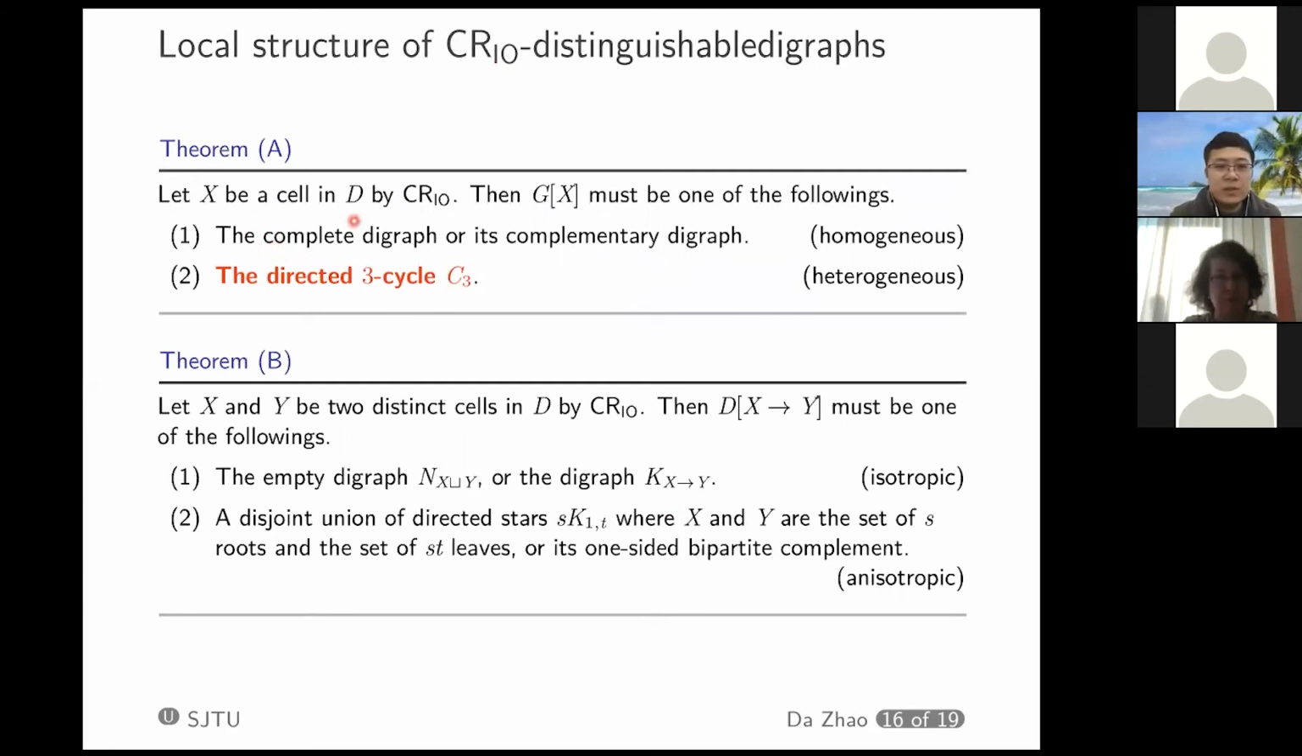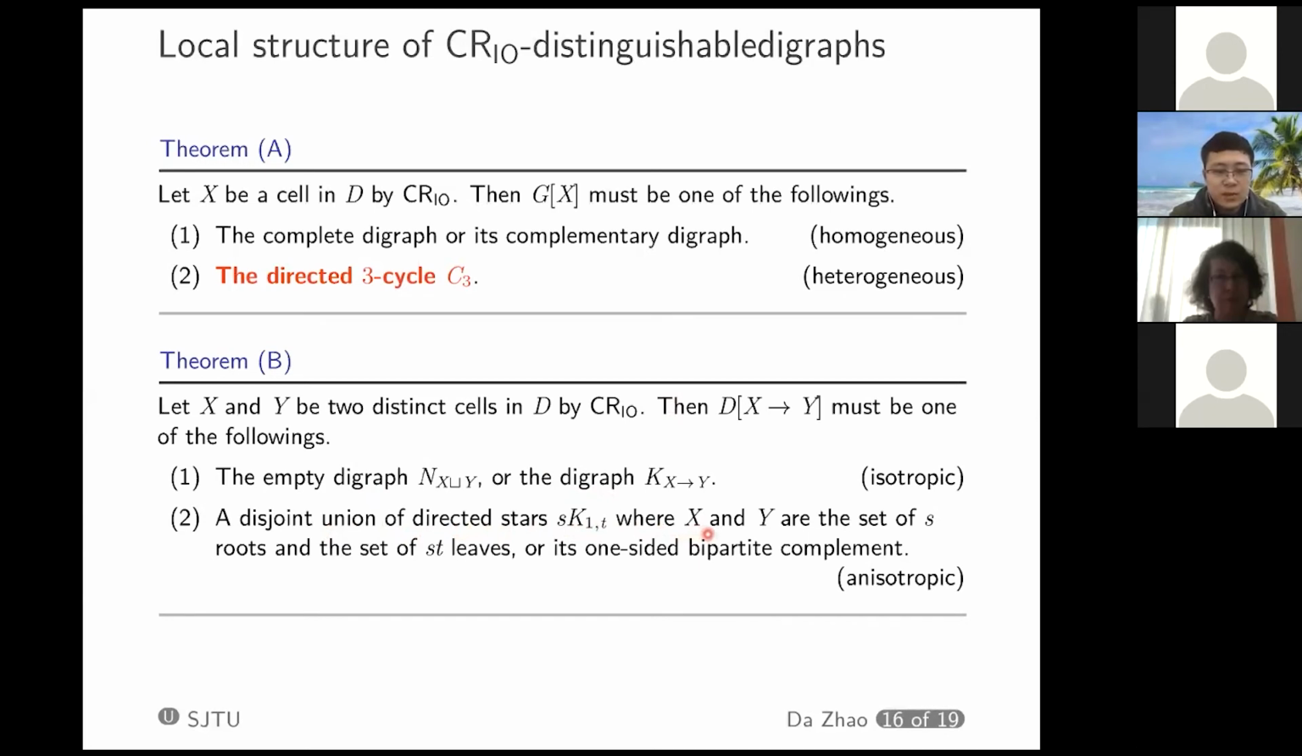First, the cells must look like a complete digraph or an empty digraph. This one is homogeneous, and you won't see the original perfect matching case. But here, the 5-cycle becomes the directed 3-cycle, and this case is called heterogeneous. And for the graph between two cells, it must be empty or complete. The other case, anisotropic, is that it's also a disjoint union of directed stars.